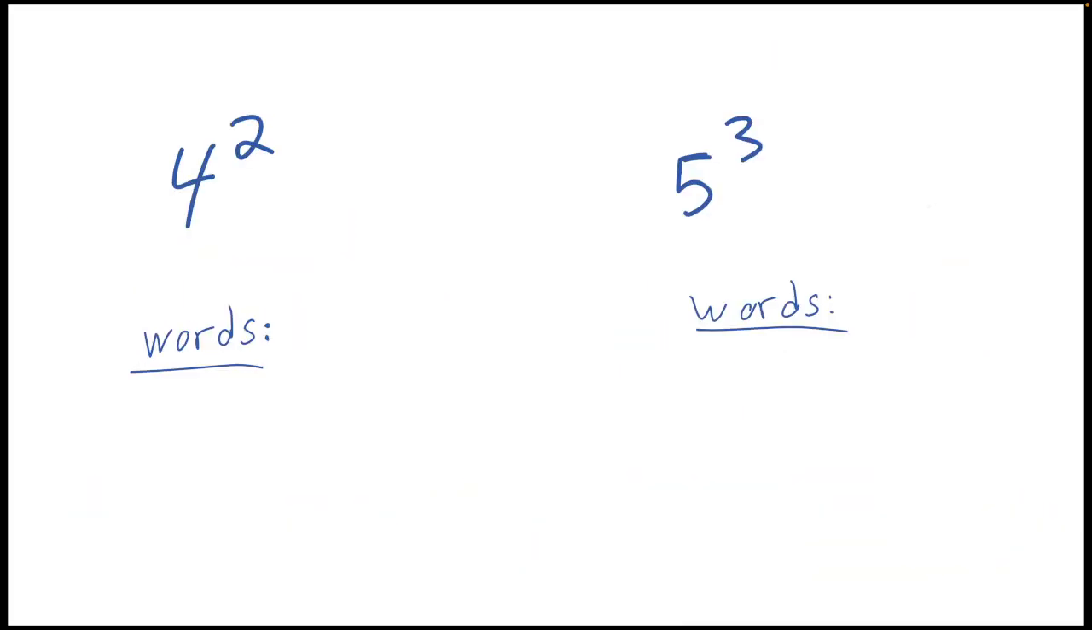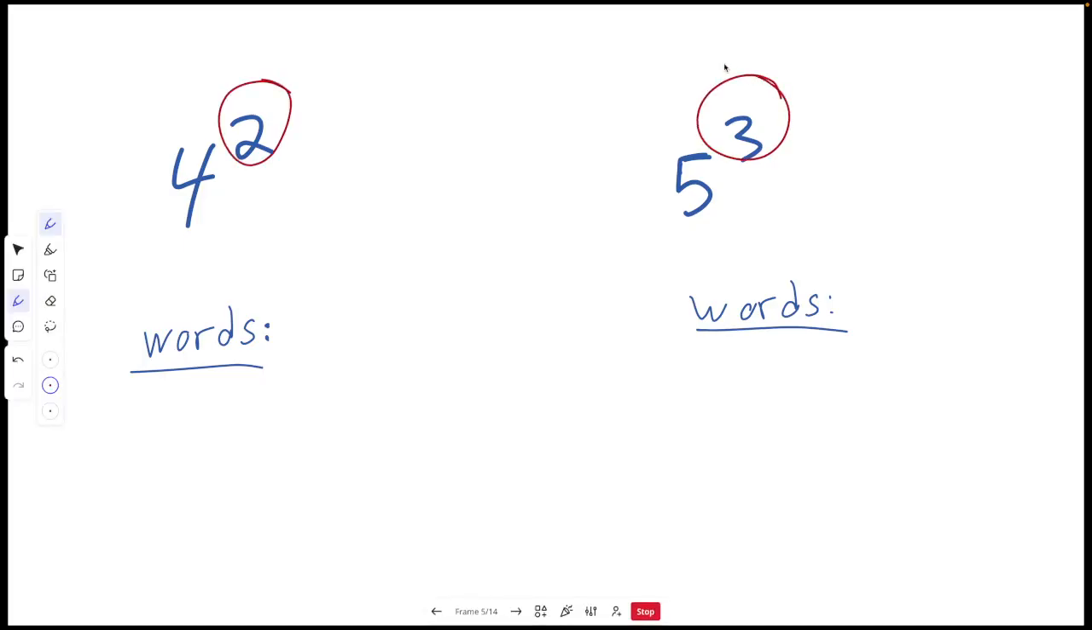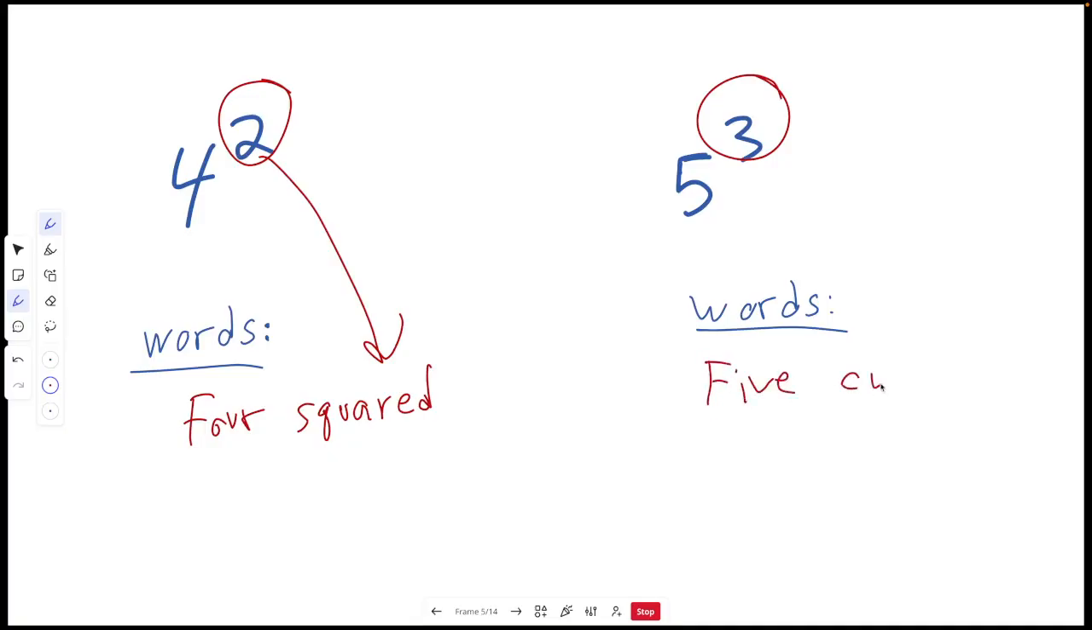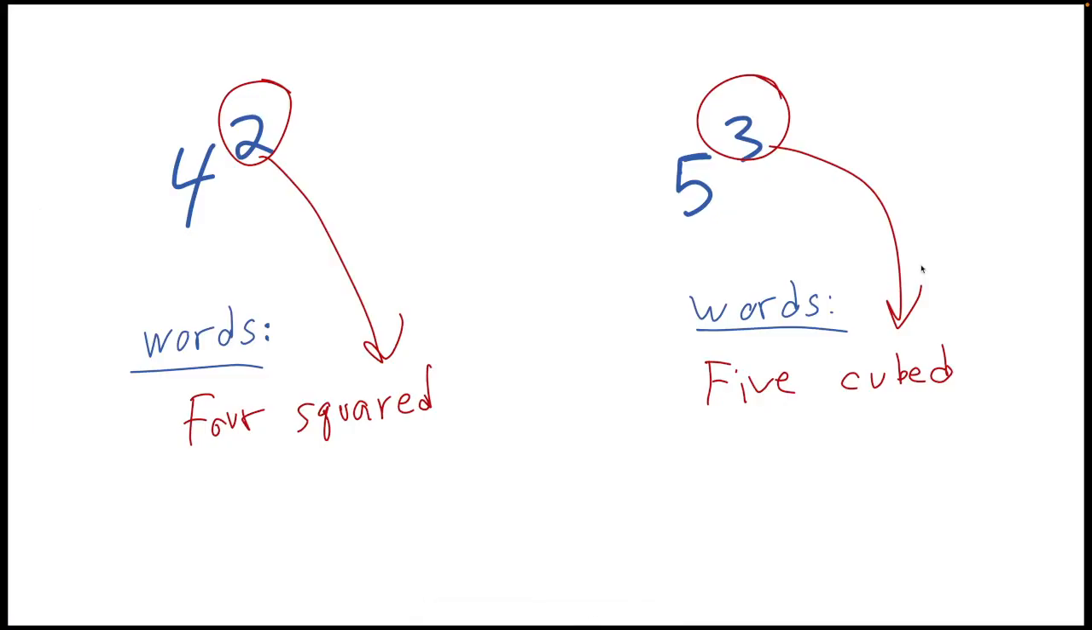Now for these, when there is a 2 or a 3, there are some special ways to say this. You can always say this is 4 raised to the 2nd power, or 4 with an exponent of 2. But what is more common is to read this as 4 squared. So if there's a little 2, you say the word squared. And for 3s, you would say this is 5 cubed. The reason for this is that a cube is 3 dimensions, and a square is 2 dimensions, for those of you who want to know.